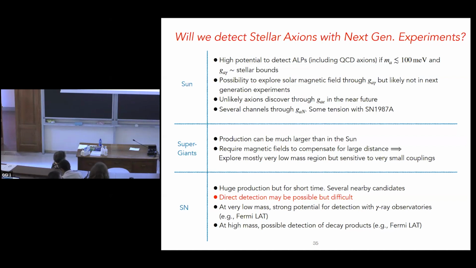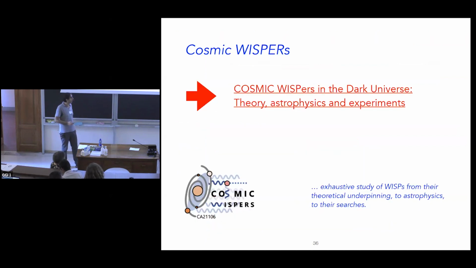And from a supernova, direct detection may be difficult, like with the helioscope, where you point and you actually see the axions. That could be difficult. If you're lucky, it's possible. But if axions are very light, again with Fermi-LAT, you can really explore a very large region of the parameter space, and you would see so many that you could actually understand a lot of things about the supernova, like for example pion content or things like that.